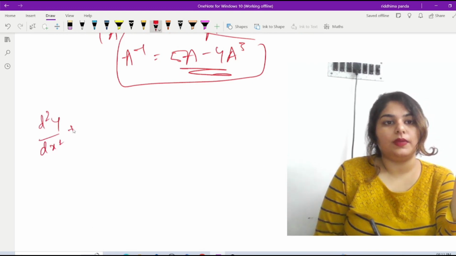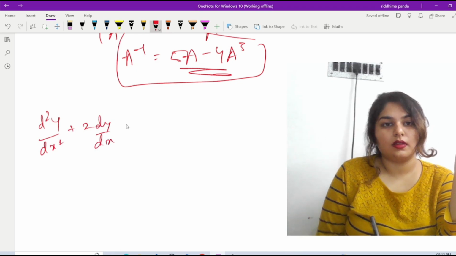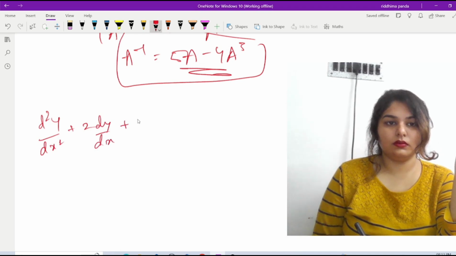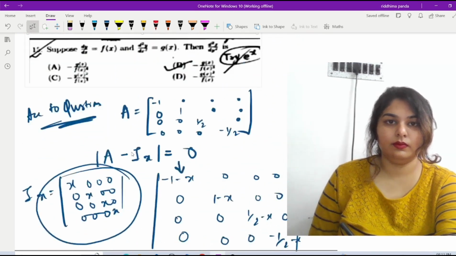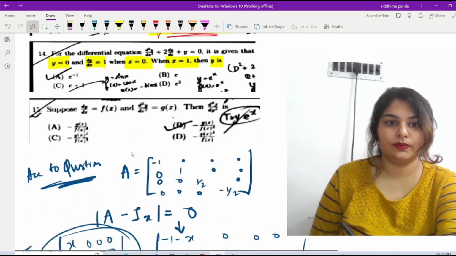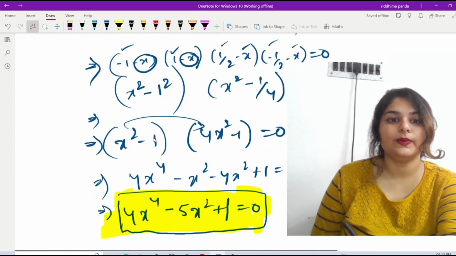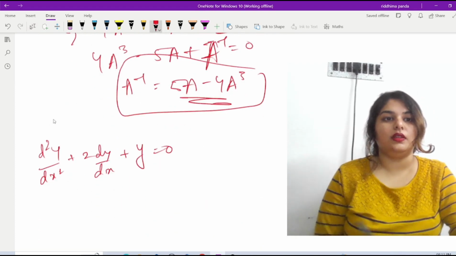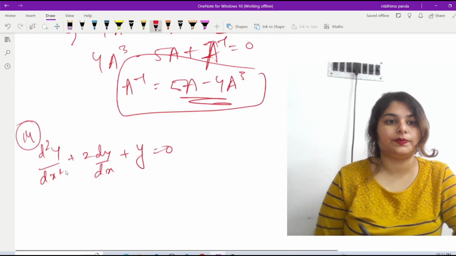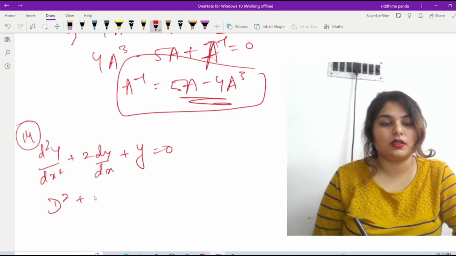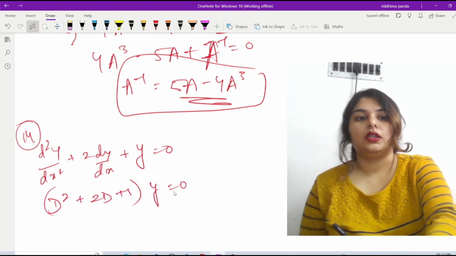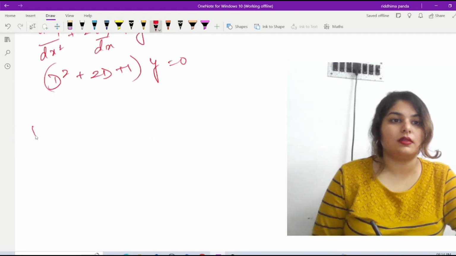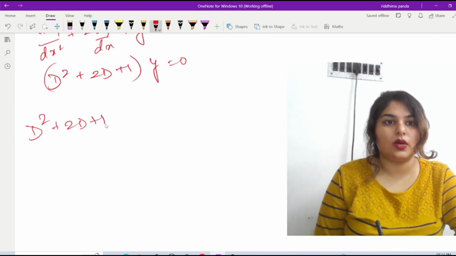d2y by dx square plus 2 into dy by dx plus y is equal to 0, right? So this we can write as (D square plus 2D plus 1) y is equal to 0. That implies D square plus 2D plus 1 is equal to 0.